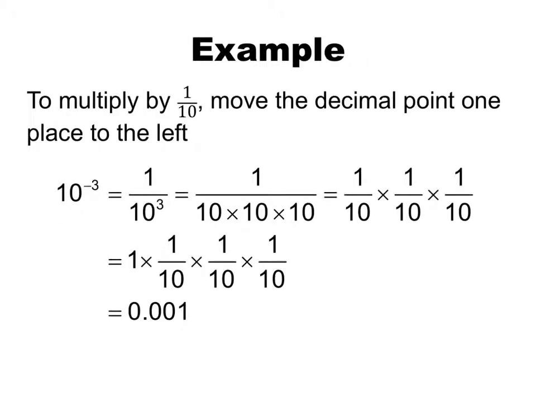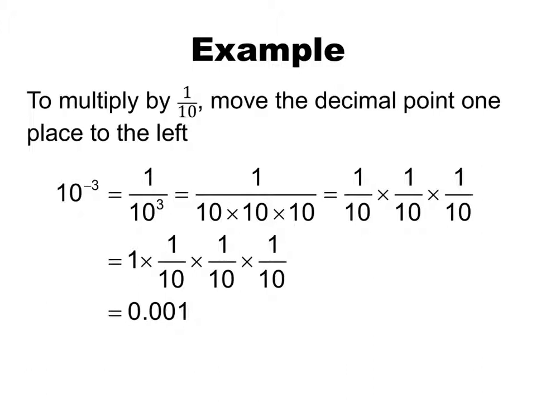So let's do an example of calculating 10 raised to a negative whole number. In order to come up with the decimal equivalent of 10 to the negative 3rd, we're going to use this idea from the previous section, where we said to multiply a number by 1/10, move the decimal point one place to the left. So let's take 10 to the negative 3, and by that property 3 that we just talked about, this is equal to 1 over 10 to the 3rd power.